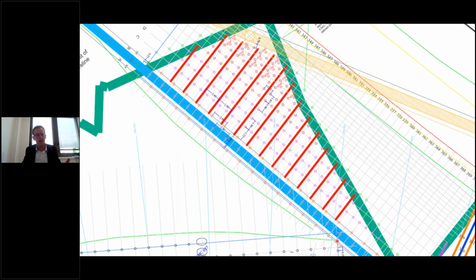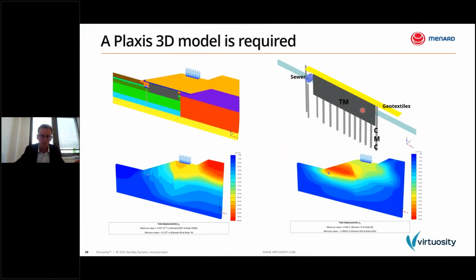And that's why we decided here to go with PLAXIS 3D. So we represented a trench model, a slice model, in order to represent at the same time the trench mix panels, the CMC rigid inclusions, the sewer, the geotextiles. So with this PLAXIS 3D model, we were able to represent everything. You can see here the red part is the rock. And on the left part, you have all the soft soil layers.